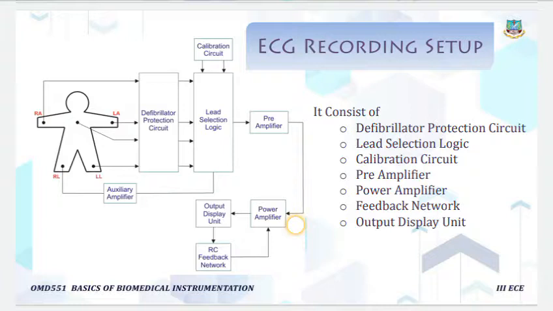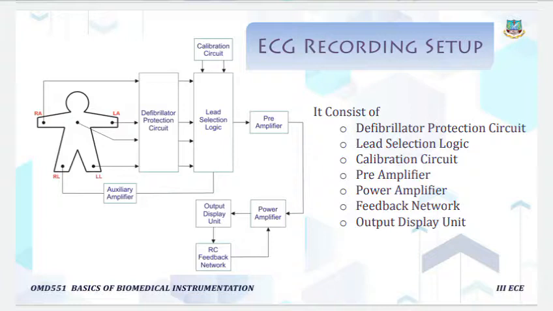The power amplifier is used to drive the recorder. The pen motors in this recorder require sufficient electric power. For the recording we are using pen motors, so if we want to activate them, we need sufficient electric power. Therefore this power amplifier requires high gain.